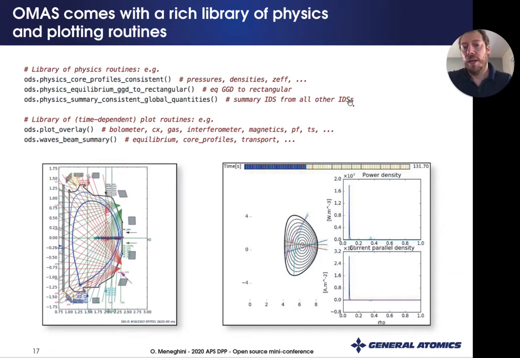For plotting, we have plotting for all kinds of IDSs. This is an example plotting all of the diagnostics, lines of sight, and measuring locations for DIII-D, all done through OMAS. And on the right, you can see some of these time-dependent plots, for example, for the equilibrium and the trajectory of the ECH beams as modeled by ray tracing. And with the time slider above, one can scroll to see things evolve in time.